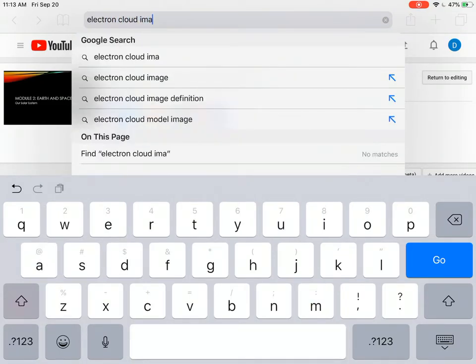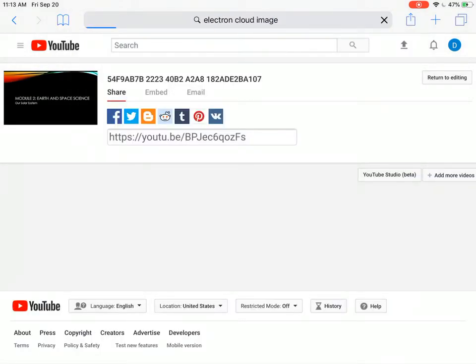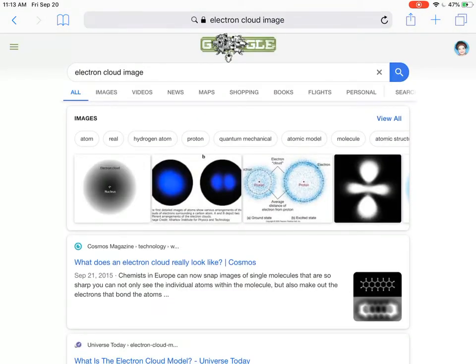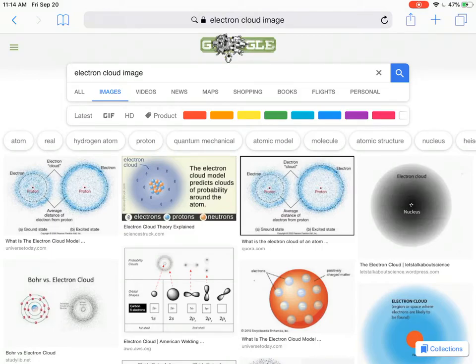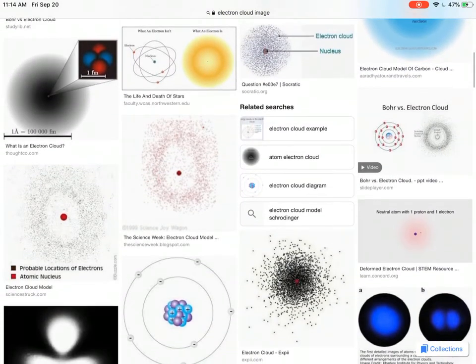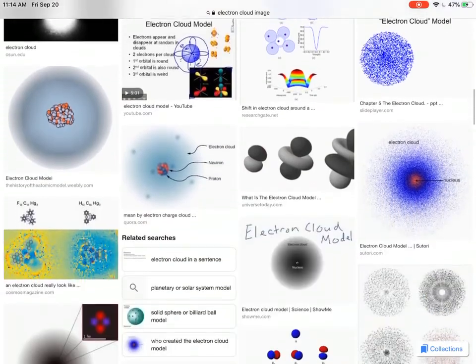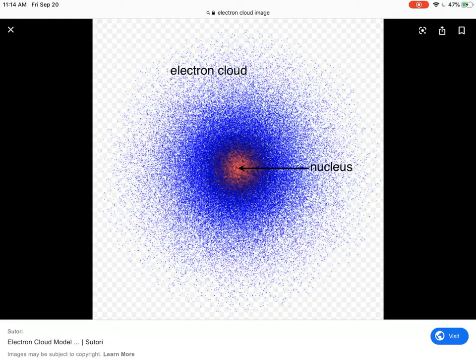The Bohr model is a very good way to study these, but I want you to understand that these are not flat. If you actually see them in a cloud, it looks very different, and this is not really what I'm looking for, but here's a pretty good example of what it looks like. It's not flat and drawn on a sheet of paper. This is a good model. You've got that nucleus, that core, and then the cloud of all these little electrons are around that nucleus.